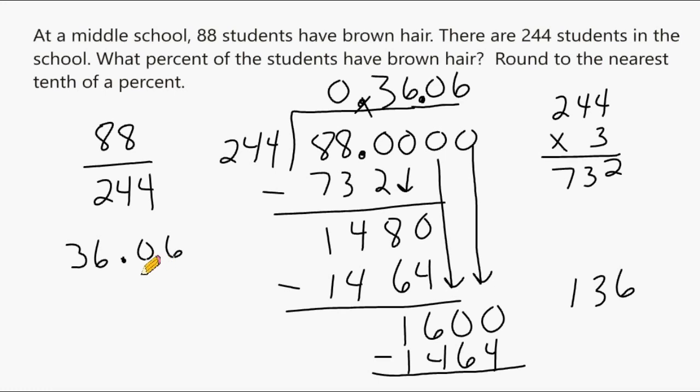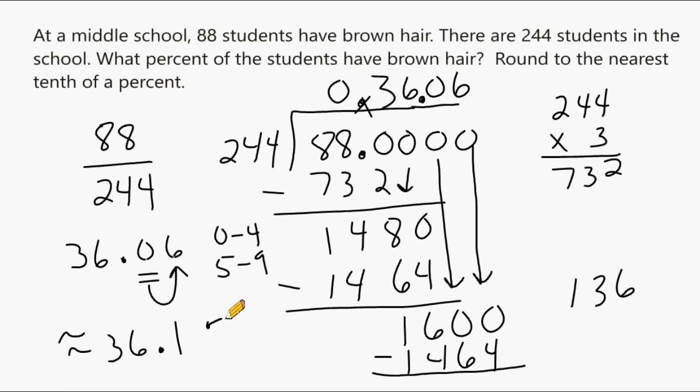Okay, because we're rounding to the tenths place, we have to look at the number to the right, which is the hundredths place. And if that place value has a value between 0 and 4, then we're going to keep the number in the tenths place the same. But if this digit is between 5 and 9, then we're going to increase this value by 1. And because this is a 6, that's going to shove this value up by 1. So to the nearest tenth, we would say that at this middle school, there are approximately 36.1% of the students that have brown hair.